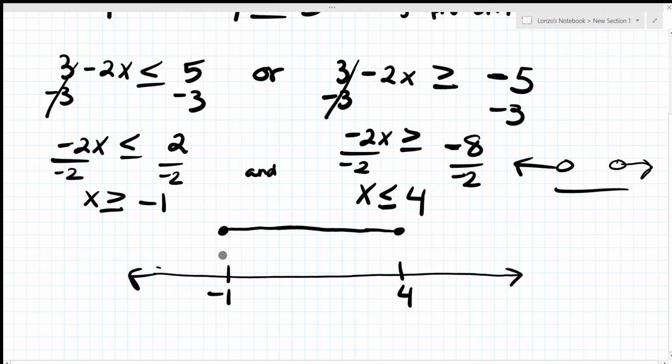And then the other way you could do it is using brackets. So we're going to use brackets, not parentheses, because there's an equal sign. So it's going to be bracket, bracket, and then you connect them together. So that's how you solve and graph an absolute value inequality.